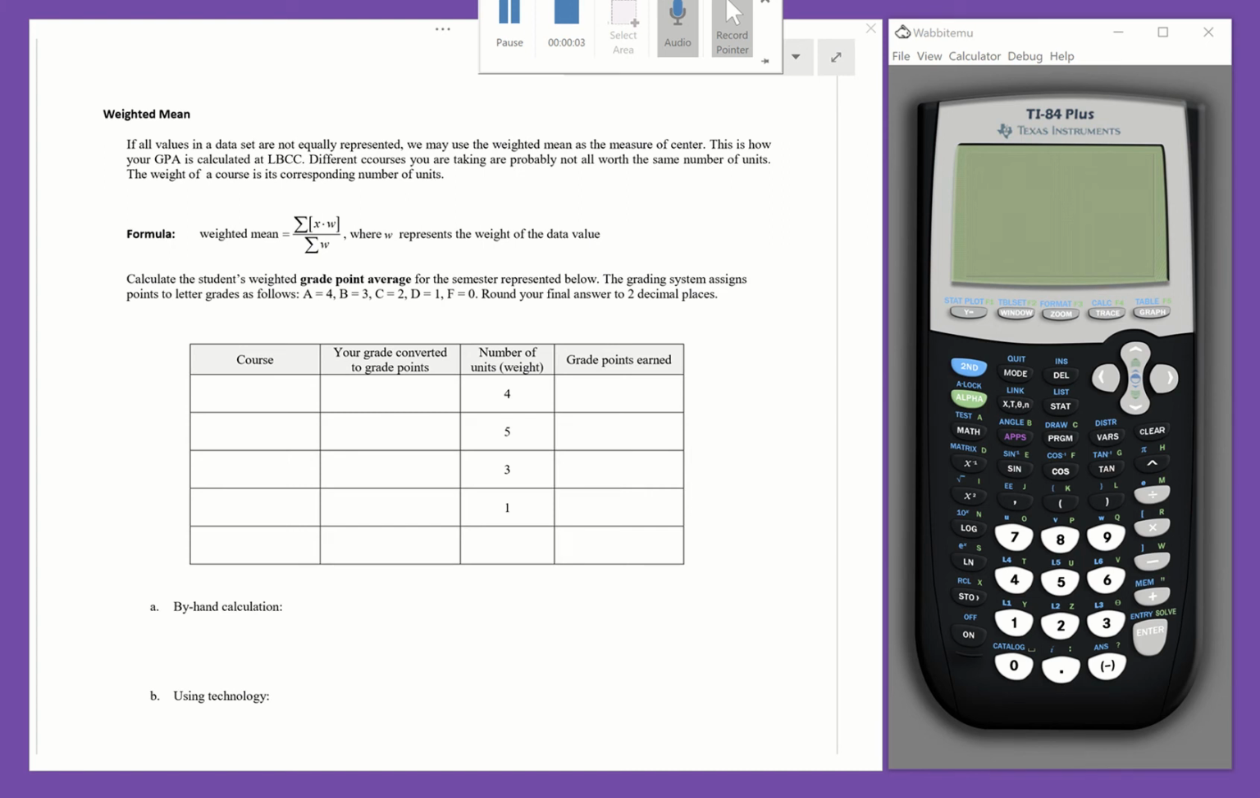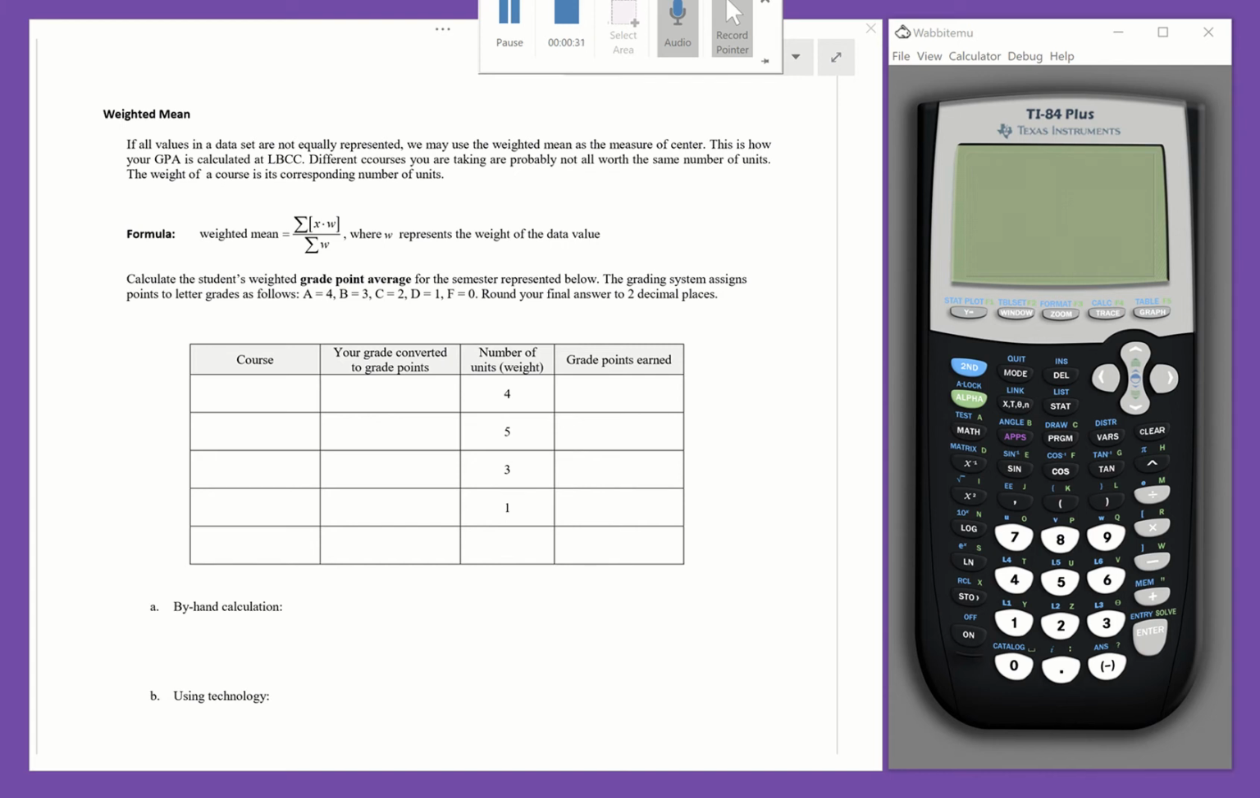This video will show you an example from our notes about how to find a weighted mean. And in this first example, I use finding a GPA because all of you, of course, are familiar with GPAs. And I like to make sure that you do know how they're calculated. So the idea is that when you take courses, they are not all worth the same number of units. So in other words, the courses are weighted based on how many units they are worth.